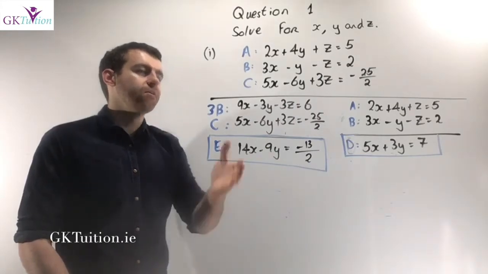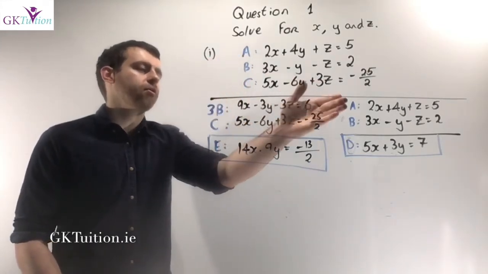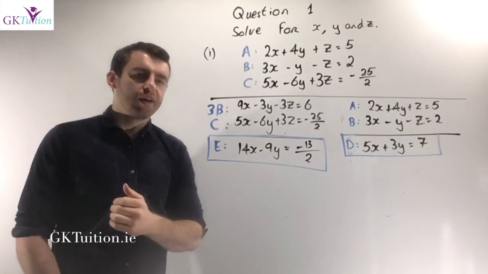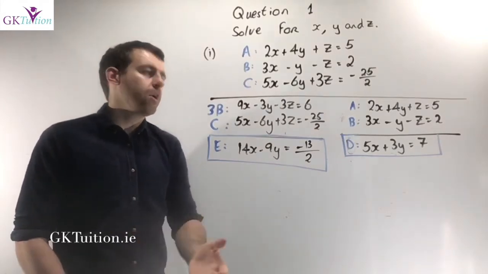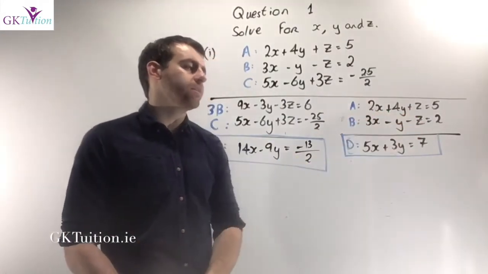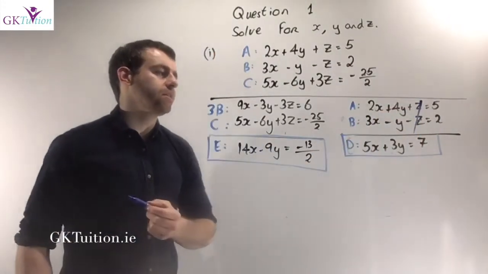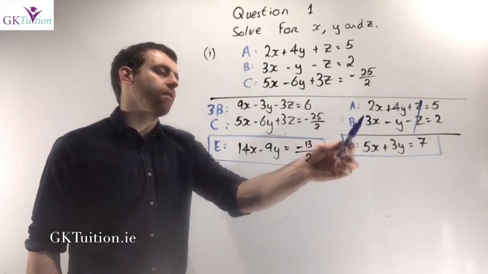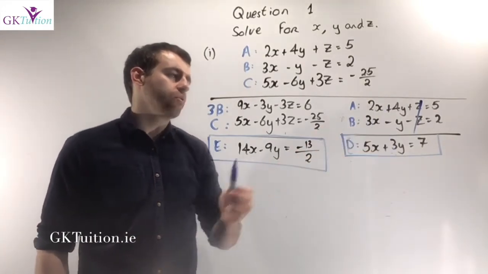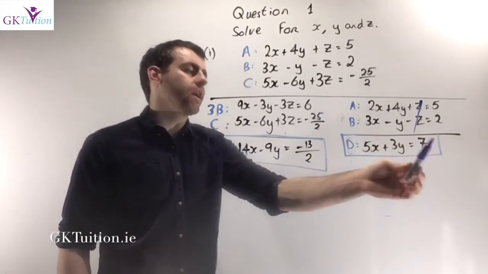The first thing I did was exactly what I described there. I took the first equation and the second equation. I didn't actually need to change either of them because I have a plus z and a minus z. So if I add these two equations together, plus z minus z is 0. If I add my x's, I get 5x, and if I add my y's, I get 3y. And if I add my numbers, I get 7.